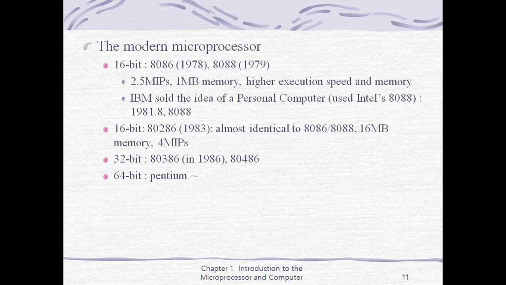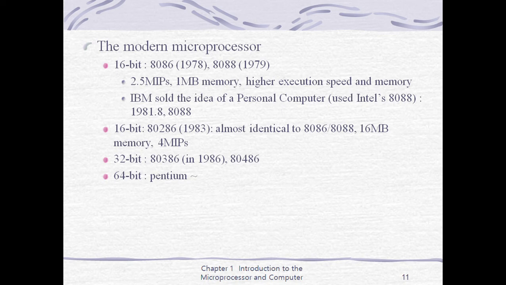Both of these microprocessors could support 1 megabyte of memory because they had an address bus of 20 bits. So 20 bits could be used to address 1 million locations, and each location was 8 bits wide. It had higher execution speed and memory. IBM sold the idea of a personal computer in those days, and in their personal computers, IBM used the 8088 microprocessor.